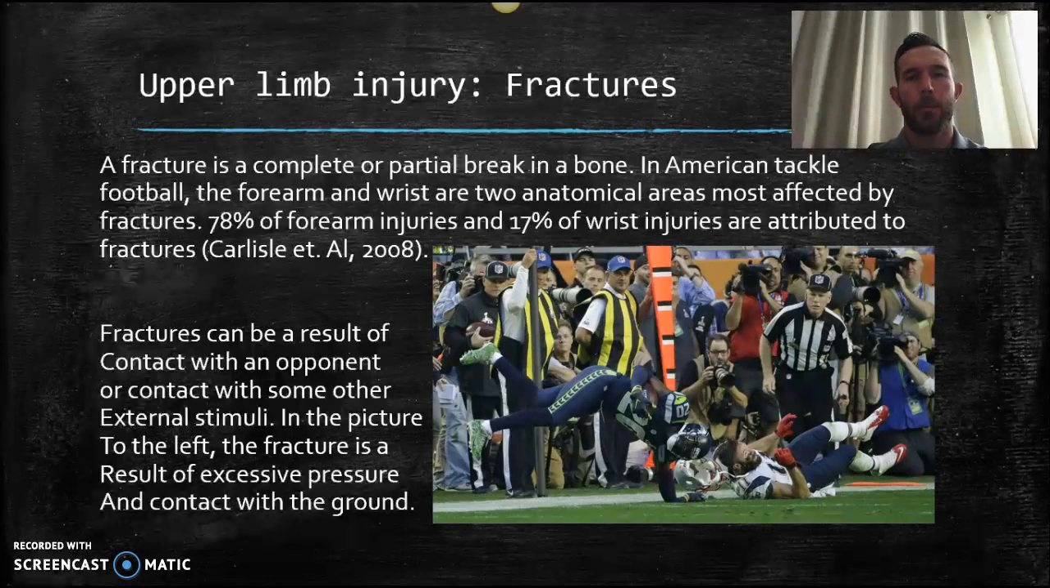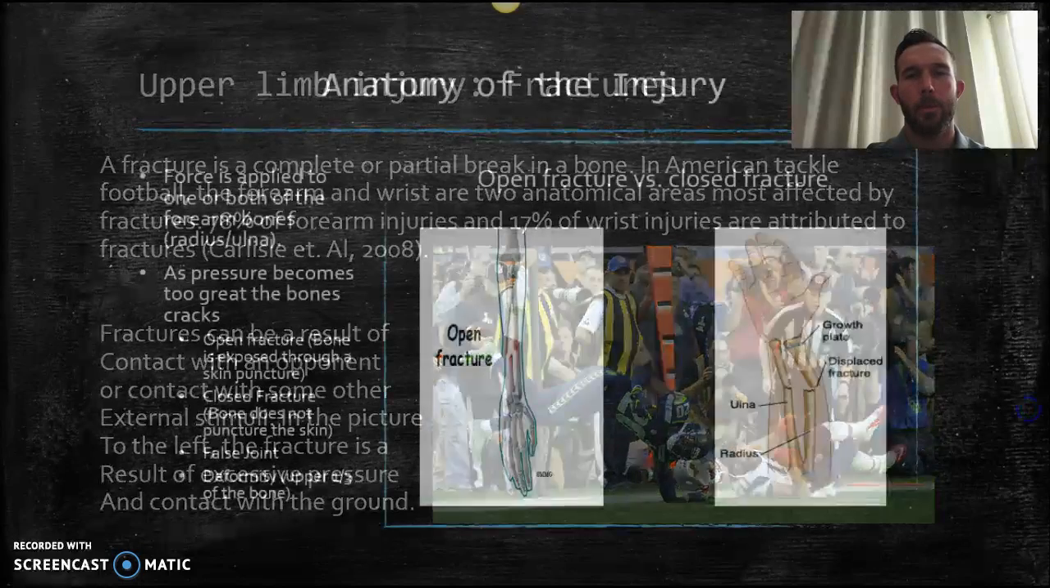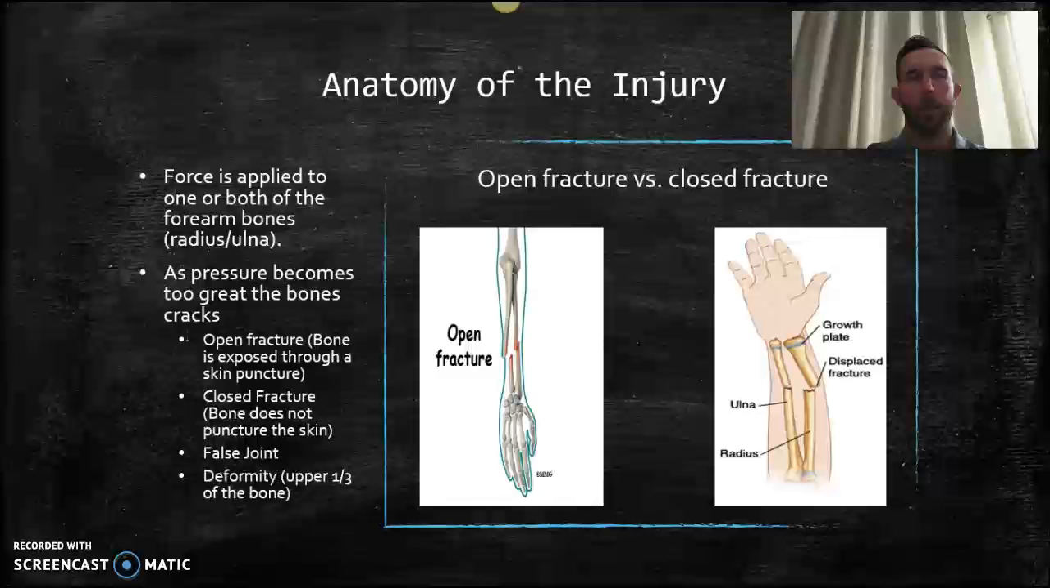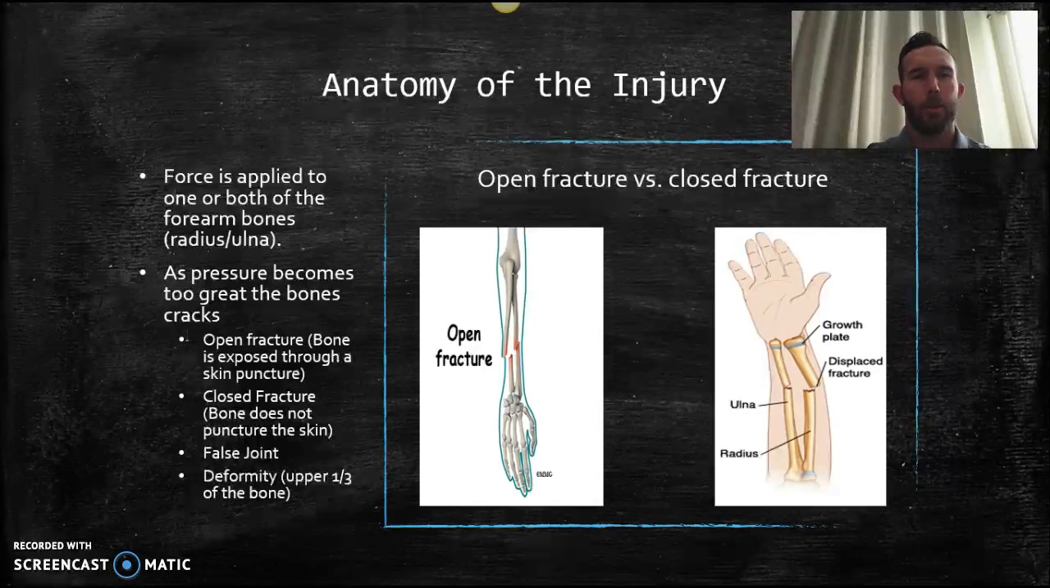Upper limb injuries, so fractures. In this instance, we see fractures to the forearm, and that can be a result of, as you see here, contact with the ground or contact from another player. Anatomically, a force is applied to the forearm bones, either one or both, the radius and/or the ulna. And there are two different fractures that you see here.